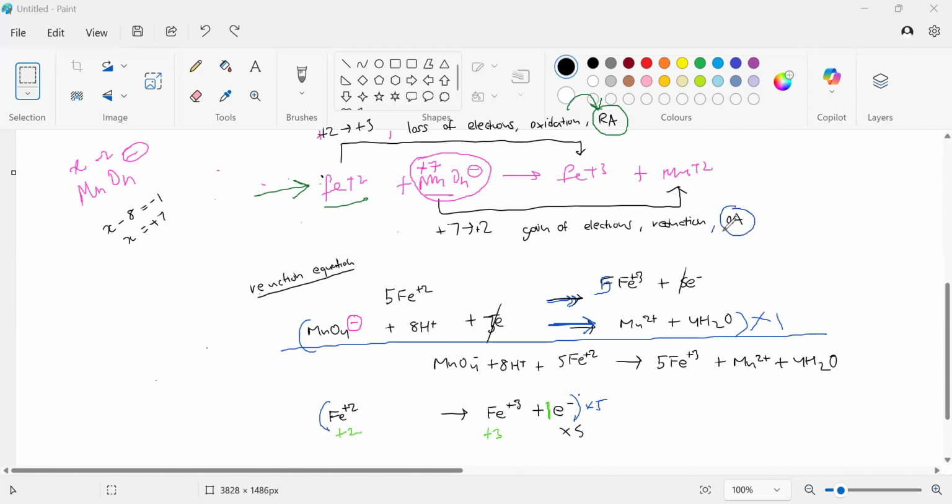So the oxidizing agent, in turn, gets reduced. Is it clear? Understood? Fine. So that's the way we do it. Now we are going to the next part, right? When we talked about oxidation and reduction, right?